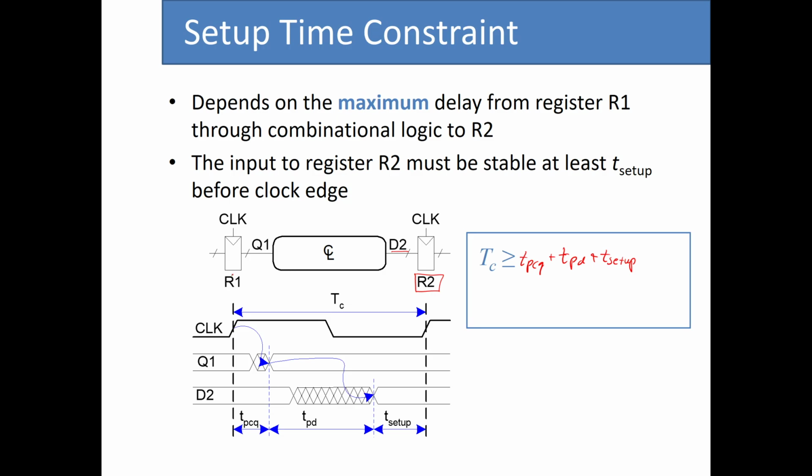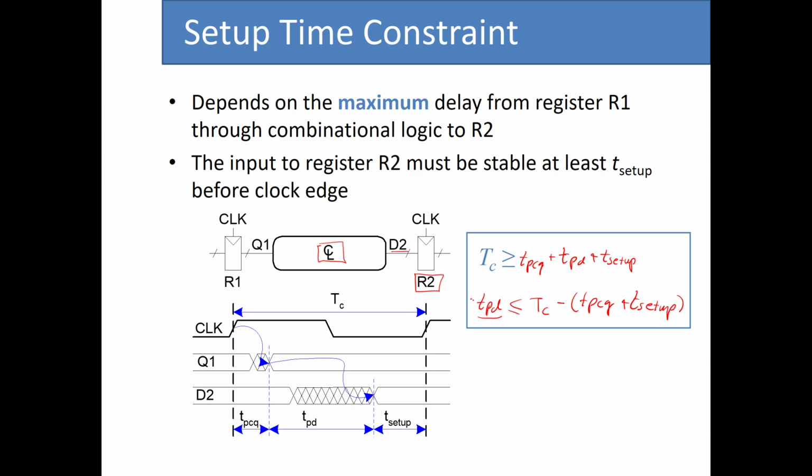contamination delay, setup time and hold time of registers, similar to what we didn't have control over for the basic gates. What we have control over is in the design of this combinational logic circuit. So because of that, I can rearrange this equation to see what is the inequality for TPD, or the maximum amount of delay that this combinational logic circuit can introduce. So if I rearrange this equation, I have TPD equals TC minus TPCQ plus T setup.